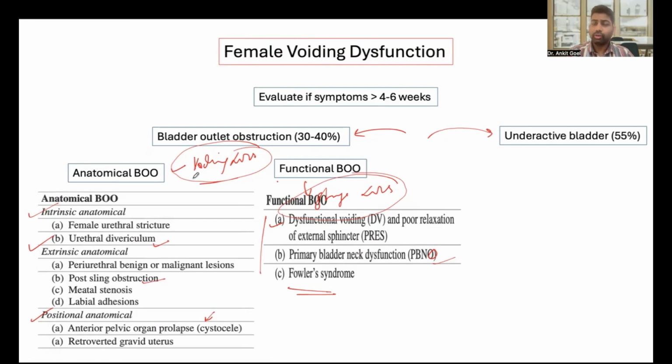So in your exam scenario also, keep in mind the differentials and proceed accordingly, and don't just think that it could be a stricture, it could be a diverticulum, it could be anything, and then you can have a wider perspective.